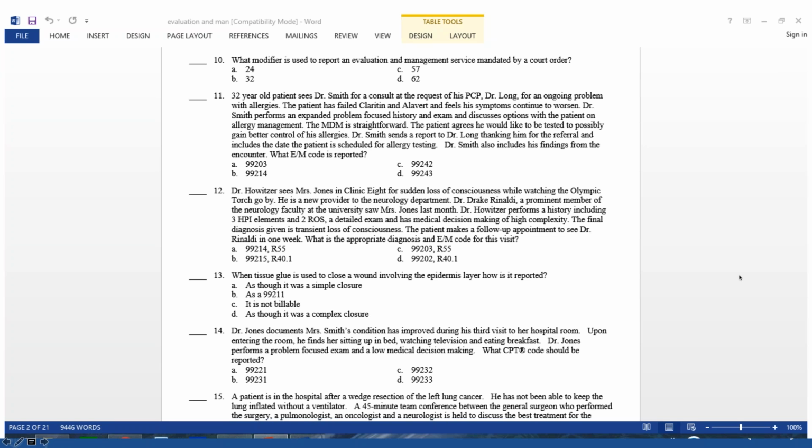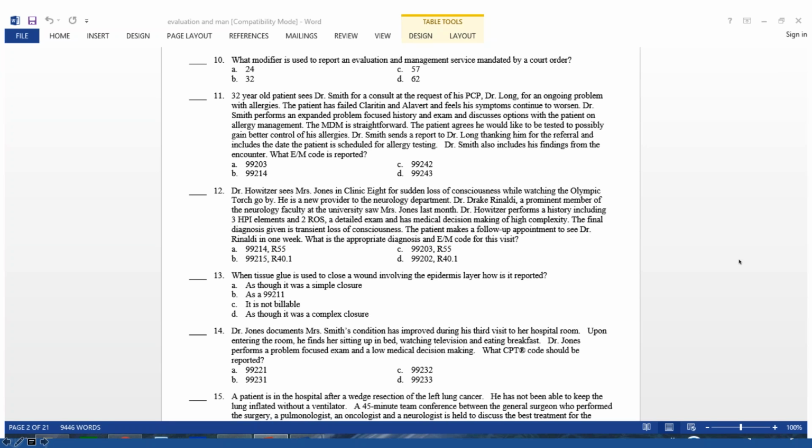But let's just talk through some of these. Number 10, I see Cherie's already got our answer in there. Number 10, what modifier is used to report E&M by a mandated court order? Everybody's like modifier 32, right? You may see a question like that, and thank God it doesn't take 2 minutes to answer it, because we need to move on. So we're moving on to number 11.